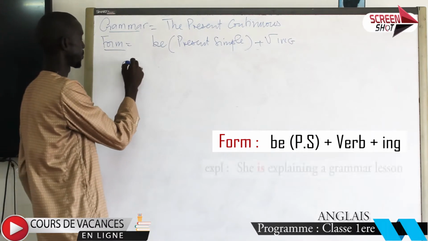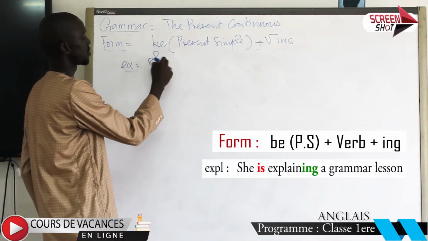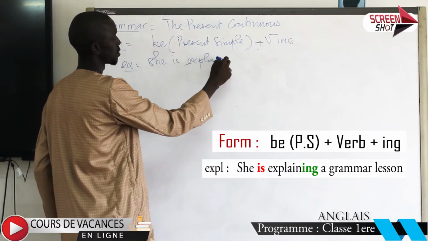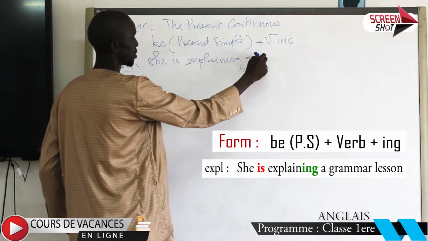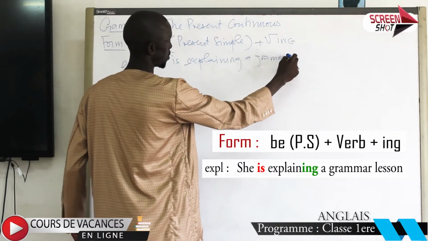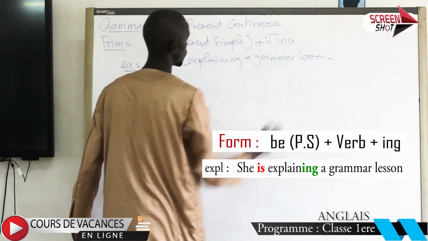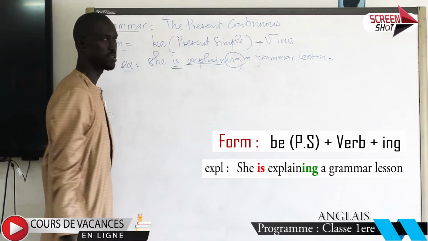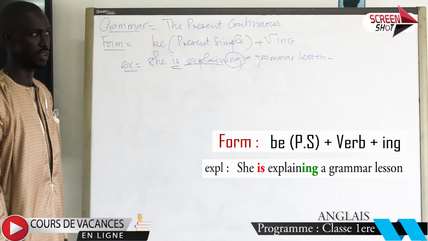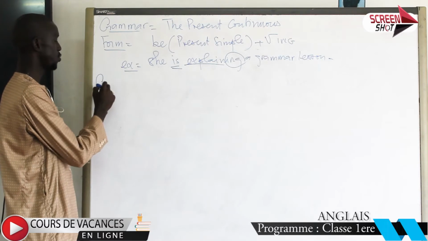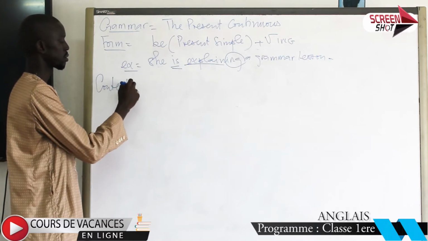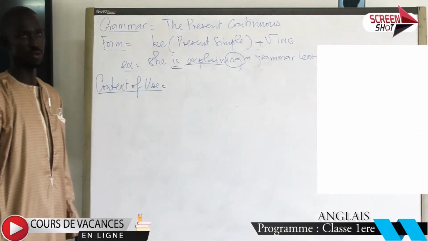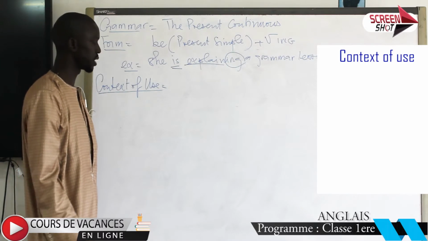For example, she is explaining a grammar lesson. So we have be in the present simple, plus the verb in the ing form. That is how to form the present continuous tense. That's not difficult. But now with the context of use, it means when we have to use the present continuous tense.